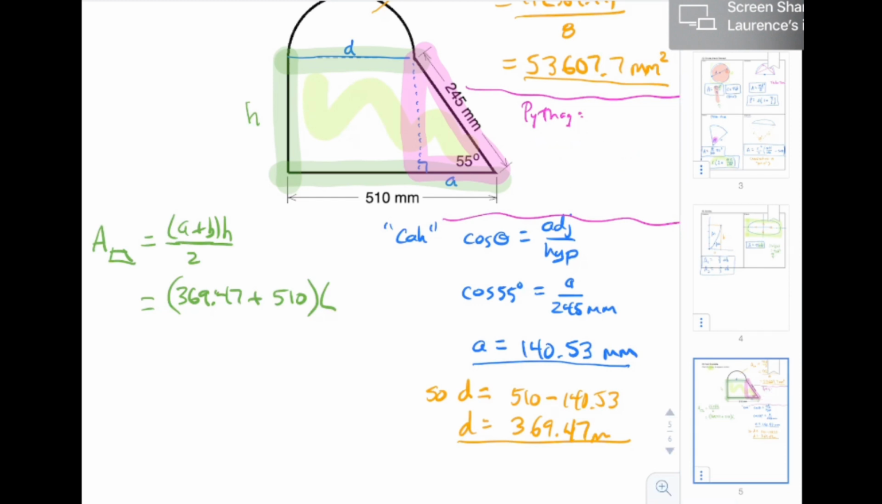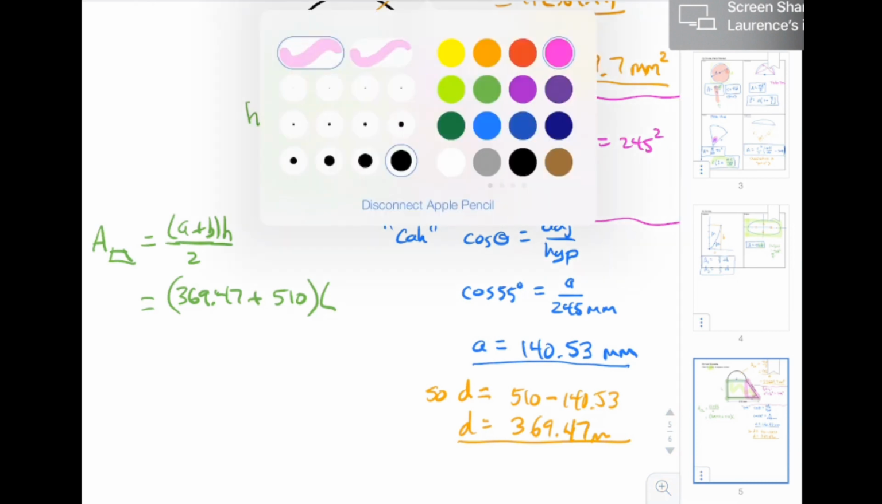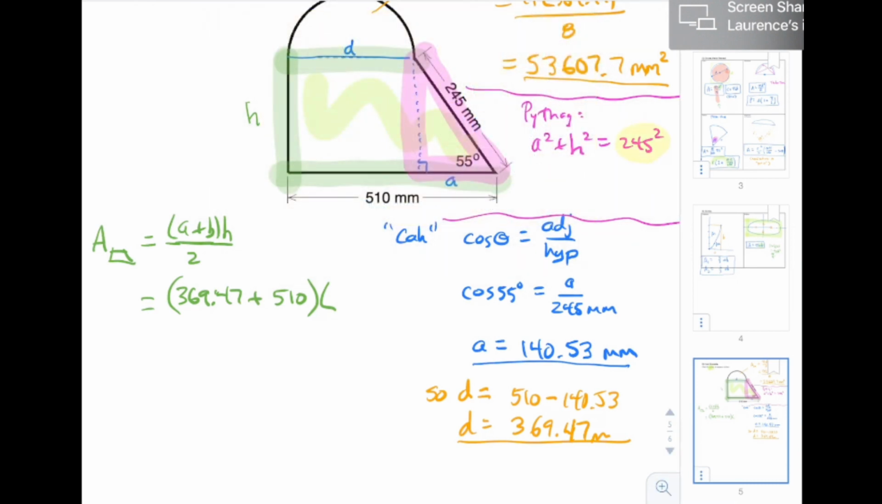Okay. A squared plus H squared equals 245 squared. That's better. You gotta make sure that you use the hypotenuse on the right. You have to use the hypotenuse on the right. So I caught myself. Good. That's good. I like catching myself.